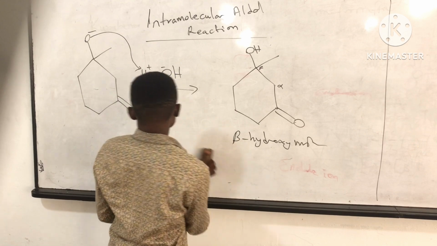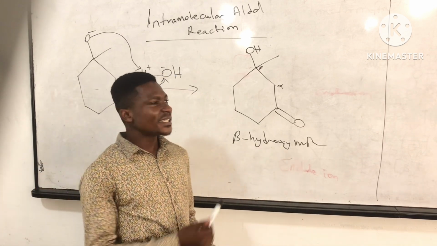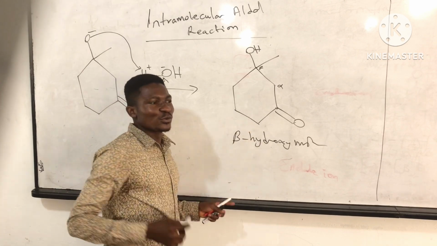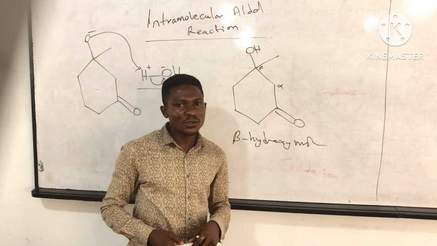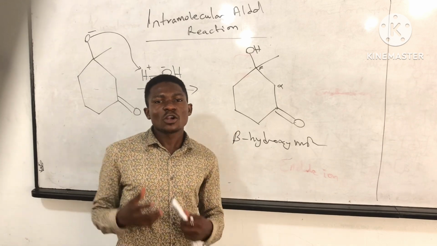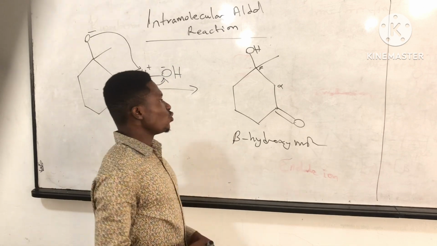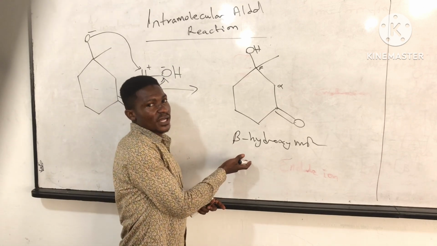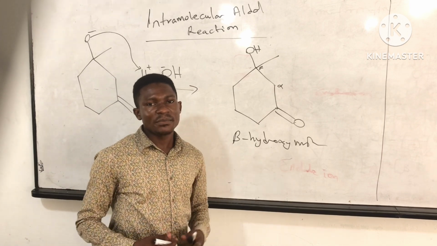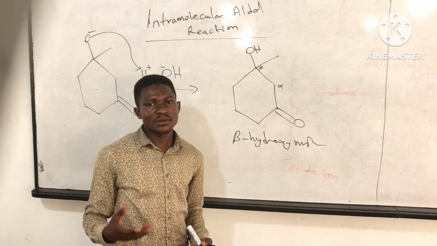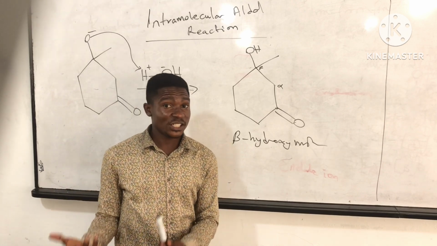Now ask yourself, would this particular product be able to proceed to form a condensation product? In my previous video I explained how aldol products are formed. Now when you subject this aldol product to heat, there is a possibility that water can be taken out of the system, and when that happens you end up forming an enone, an aldol condensation product.